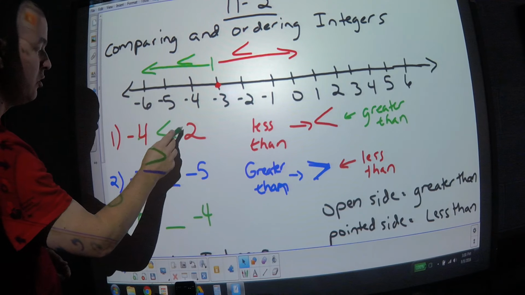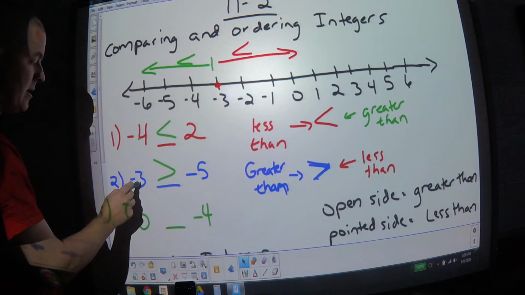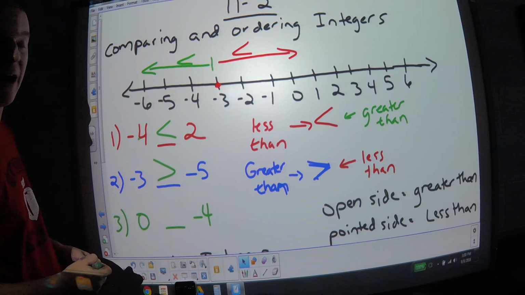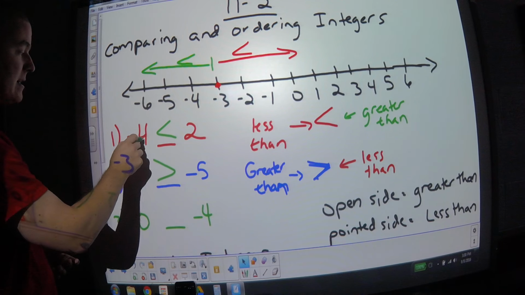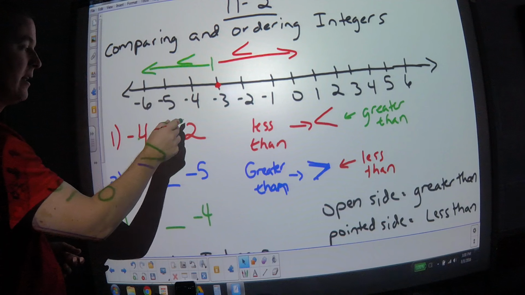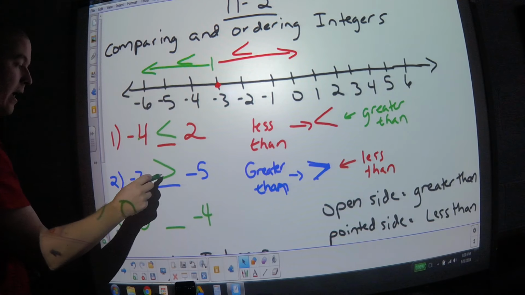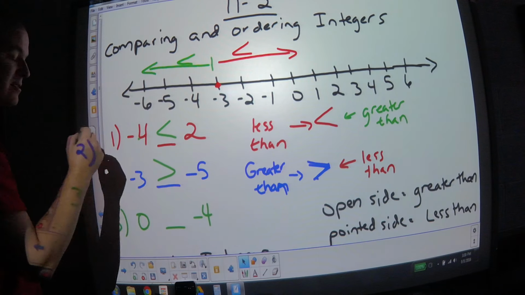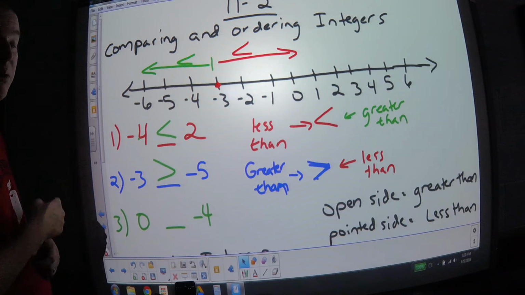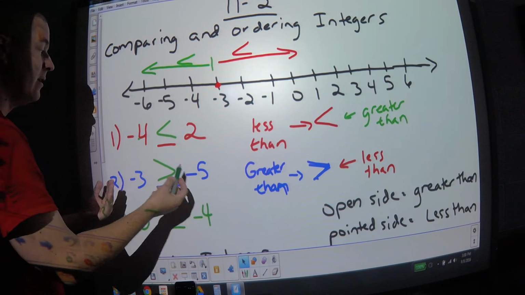So this means that 2 is greater than -4. That means that -3 is greater than -5. Or point side, -4 is less than 2, or -5 is less than -3. But remember, how you read it is left to right.